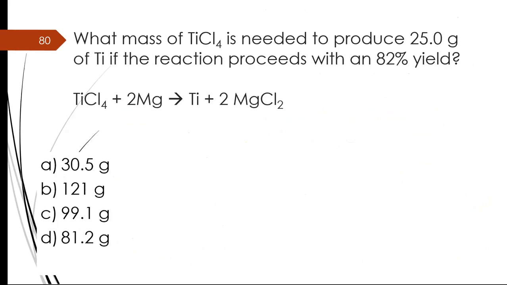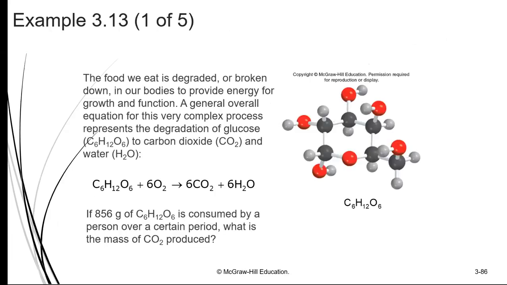We're going to go into doing one more practice one before we get into that next one. And so the food that we eat, right, it gets broken down and is used for energy. And so one of those, glucose, C6H12O6, we break it down with oxygen to make carbon dioxide and water. So we want to figure out that if you eat 856 grams of sugar, what is the mass of that carbon dioxide that you produce from it?